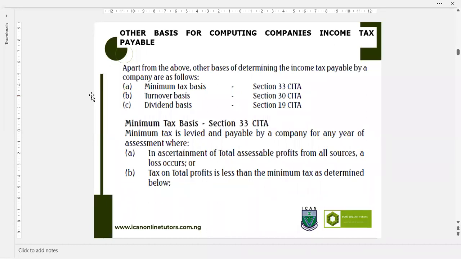Okay, so using the minimum basis in line with section 33 of the Companies Income Tax Act, minimum tax is levied and payable by a company for any year of assessment where, in ascertainment of total assessable profit from all sources, a loss occurs, or tax on total profits is less than the minimum tax as determined below.